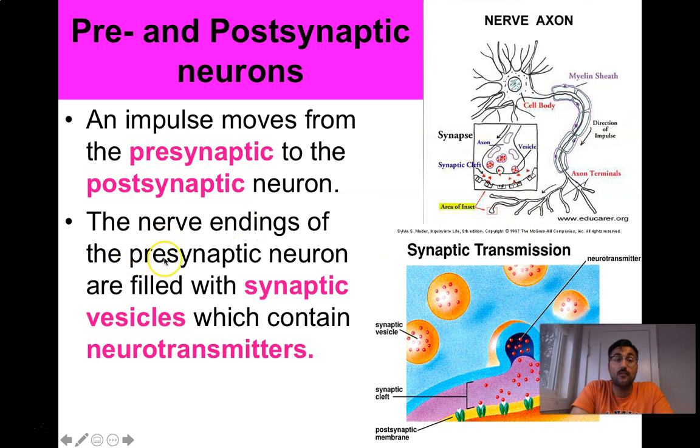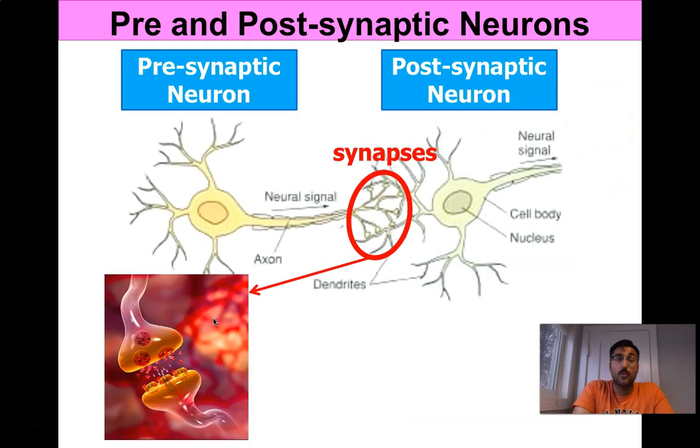The nerve endings of the presynaptic neuron are filled with synaptic vesicles. So a vesicle is a chemical sac or a cellular sac which contains chemical messengers, which are called neurotransmitters. So remember, hormones are the communication messengers of the endocrine system, and neurotransmitters are the chemical messengers of the nervous system. So the pre and postsynaptic neurons are here. We call it a presynaptic neuron because it's the one giving the information, and we call it the postsynaptic neuron because it's the one receiving the information, and the synapse is the space between, where the signals or the neurotransmitters are going to have to get sent across.